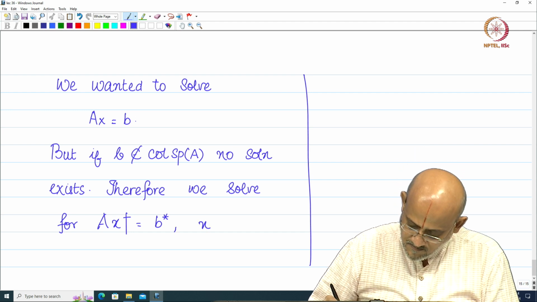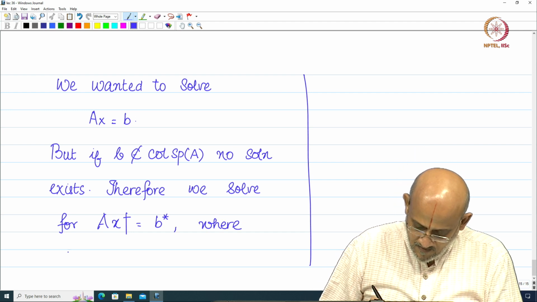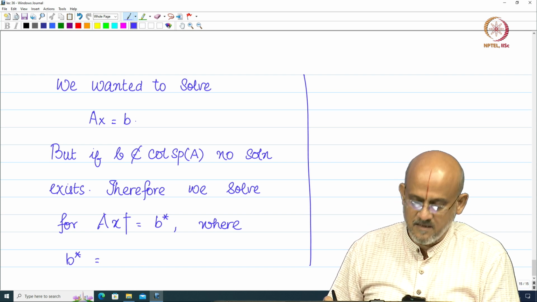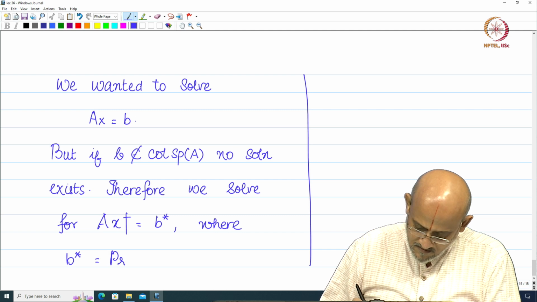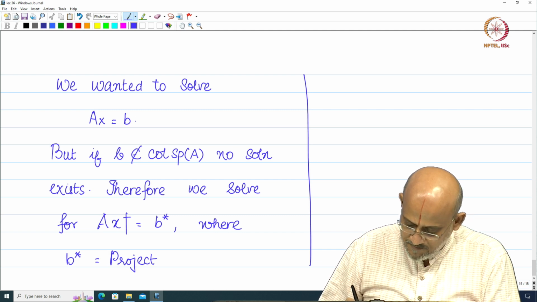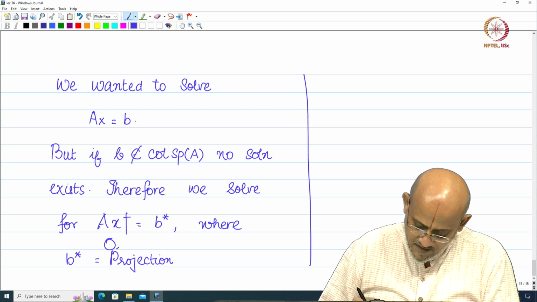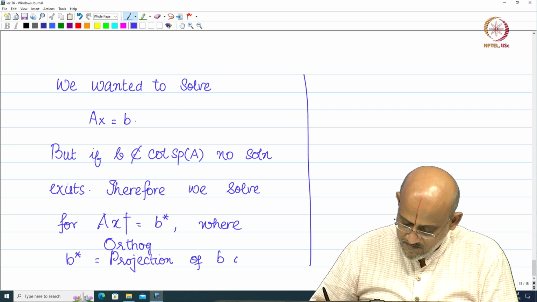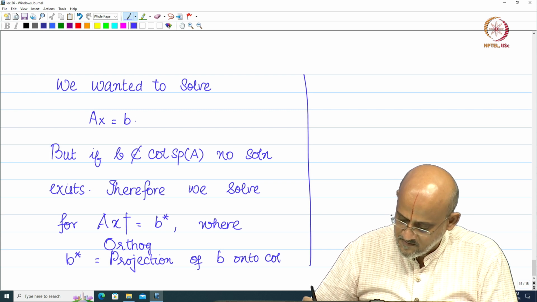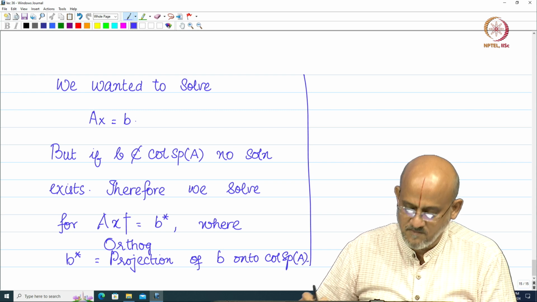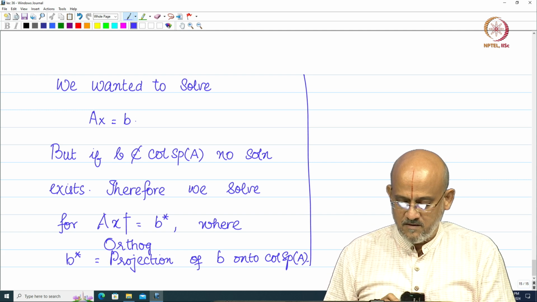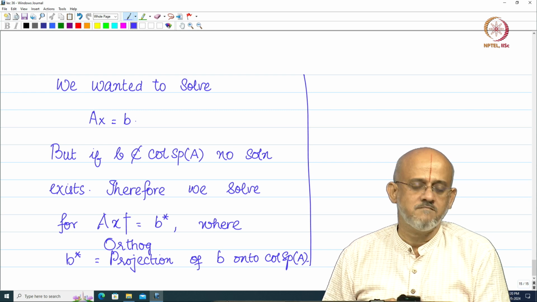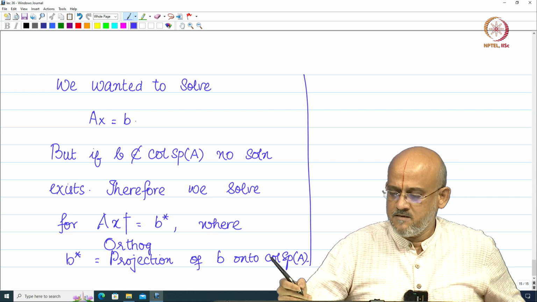where B star is basically what? Where B star is the projection of B, in fact the orthogonal projection of B onto the column space of A. Right. We are trying to solve Ax star is equal to B star. So let us look at this quickly.